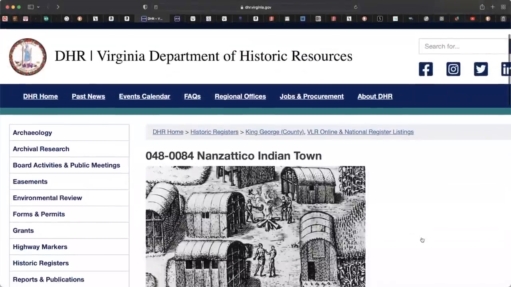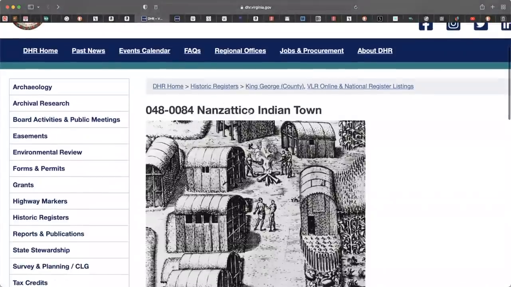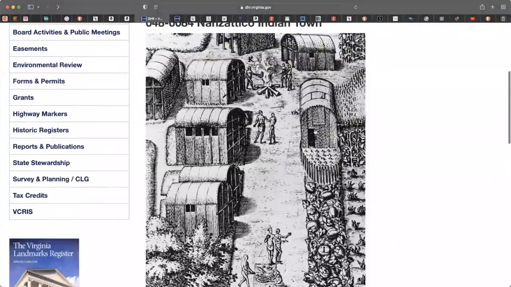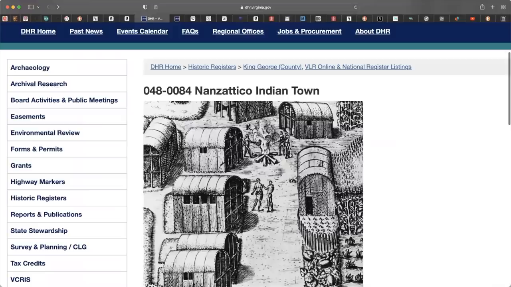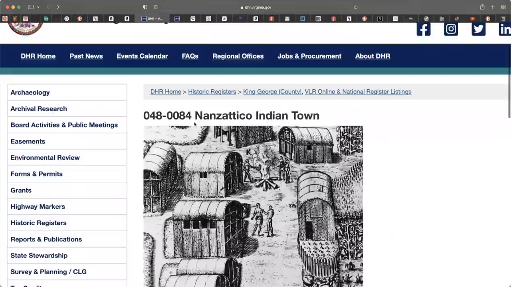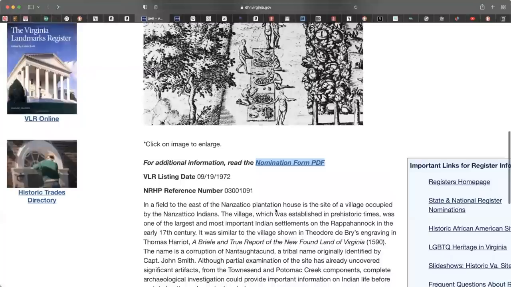All right, so real quick, I just go to the Virginia Department of Historic Resources website. They're talking about the Nanziatico Indian town here, what they just mentioned in the book. Now, what we're going to learn is that this Nanzatico Indian town became the Nanzatico Plantation.